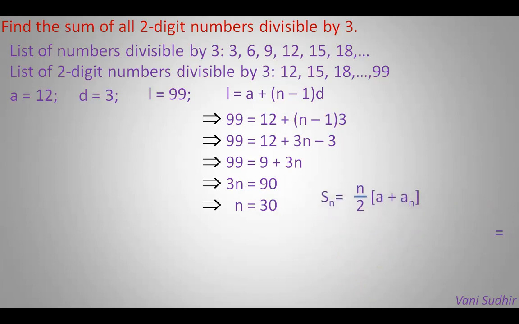Next, we have to find the sum. Here the first and last terms are known, so we can use another formula, that is n by 2 times a plus an. The number of terms we have is 30. The first term is 12 and the last term is 99. The sum is 111. So 15 times 111 means we'll get 1665.